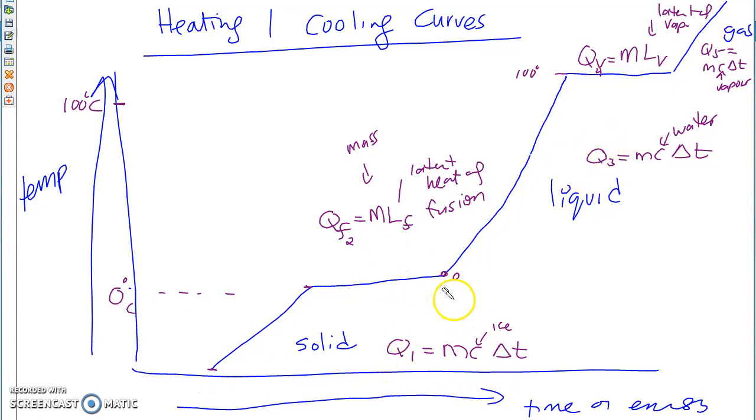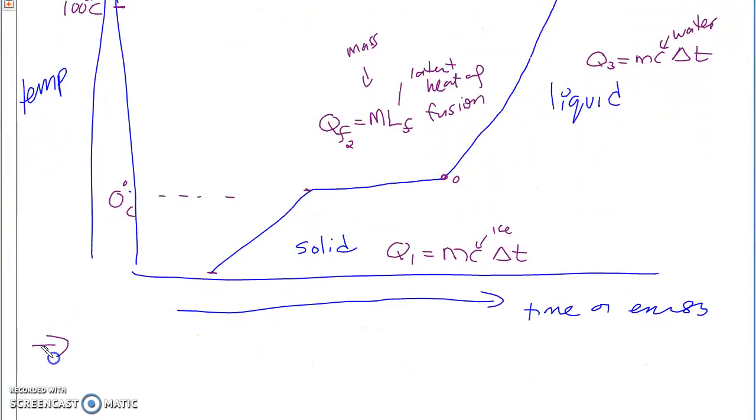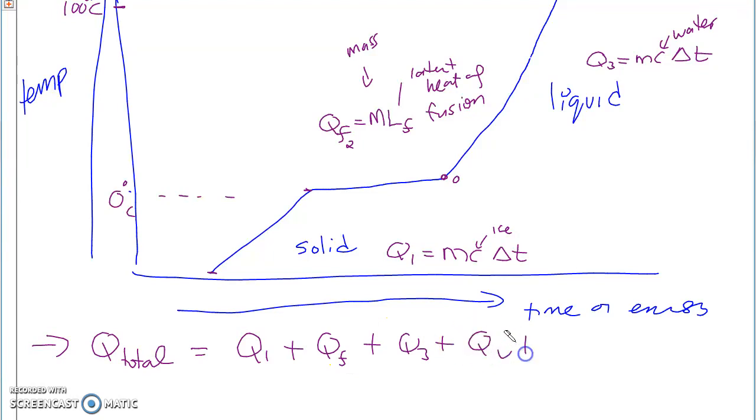Please make sure that you are adding. So if I was to ask you a question where I say, what's the total energy required to go from a particular temperature to a particular temperature, you are taking all of these into account. In this situation, it would be Q1 plus QF plus Q3 plus QV plus Q4, or Q5 I should say. And that whole total will be the total energy needed for you to be able to break down an object that is a solid and make it into a vapor. Okay, this is heating, cooling curves.